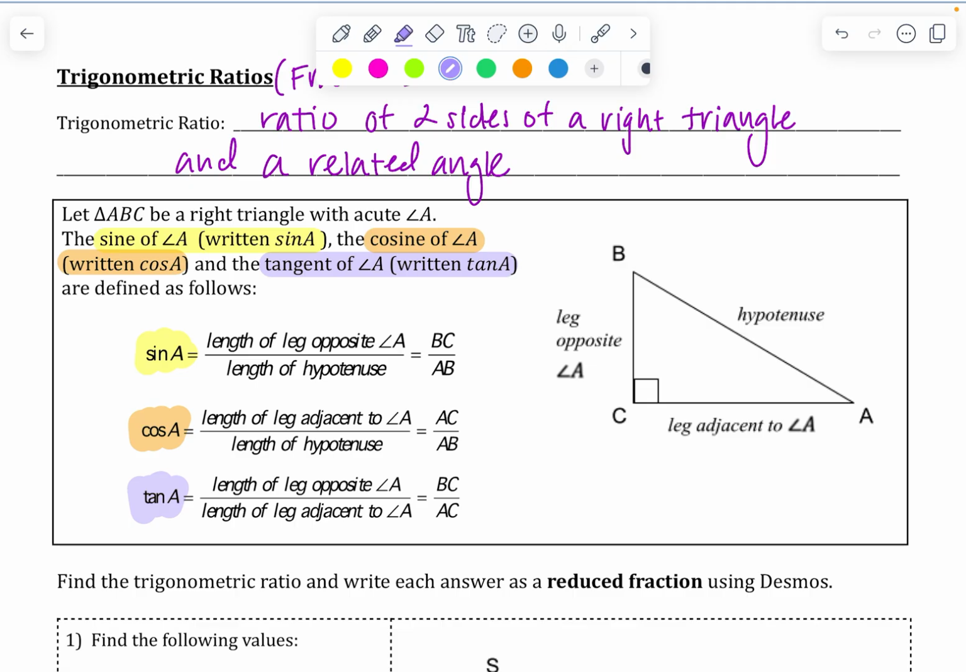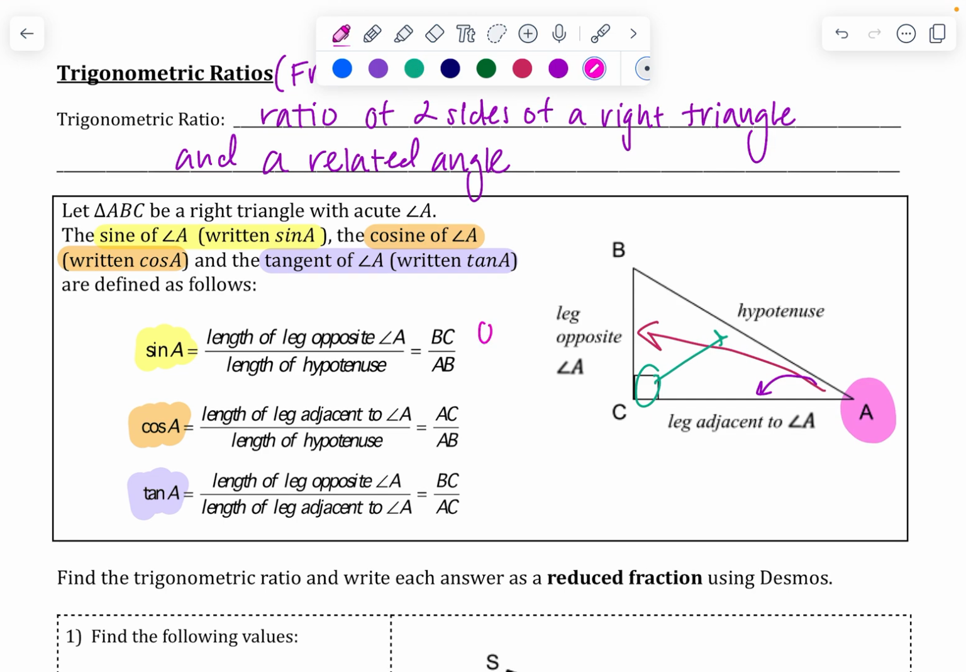Now, when we're looking at sine, it says the length of the opposite leg of angle A over the length of the hypotenuse. So in this case, we're looking at angle A, right? Opposite of angle A is that leg right there. Right next to angle A is the adjacent. Opposite of your right angle is the hypotenuse. So for sine, it's going to be the opposite over the hypotenuse.